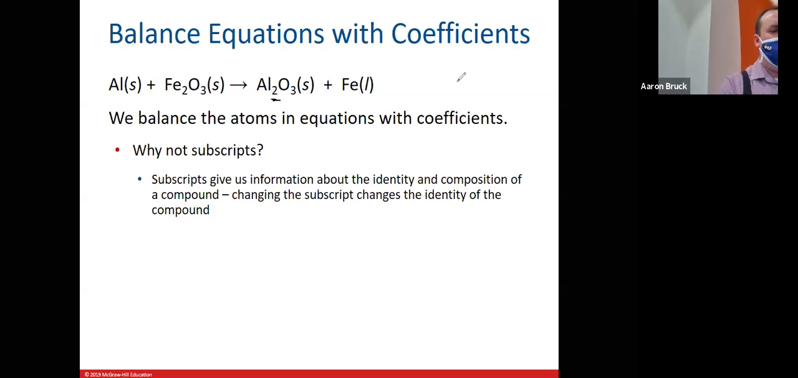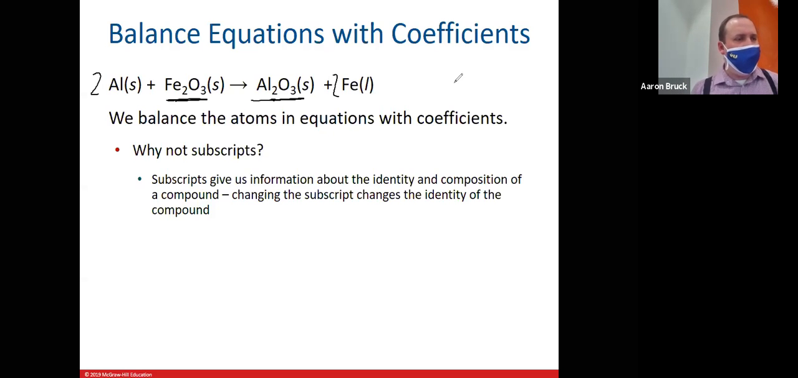Since I need 2 aluminums in this compound, I'm going to pull that 2 to the outside. Since I need 2 irons in this compound, that means I'm going to get 2 iron atoms on the flip side. So coefficients are the way that we do this and that we do it correctly. Can't monkey around with the subscripts, because changing the subscripts is going to change the identity of the substance itself. I have to use coefficients.